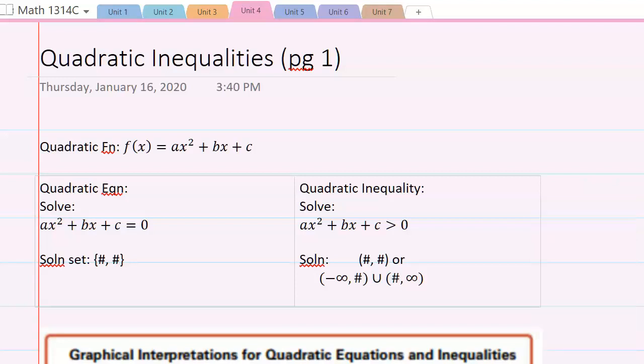This video will cover the topic of quadratic inequalities. First, let's review the terms for quadratic function, quadratic equation, and quadratic inequality.